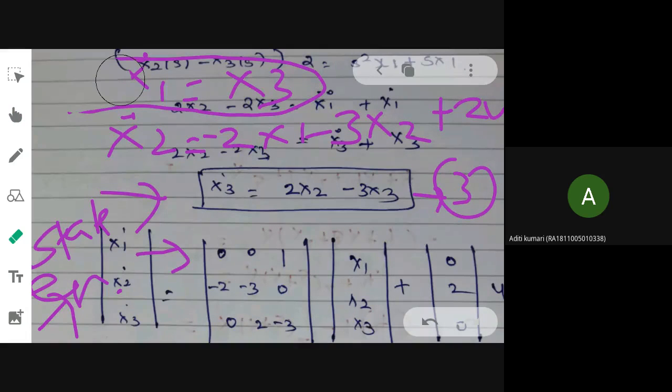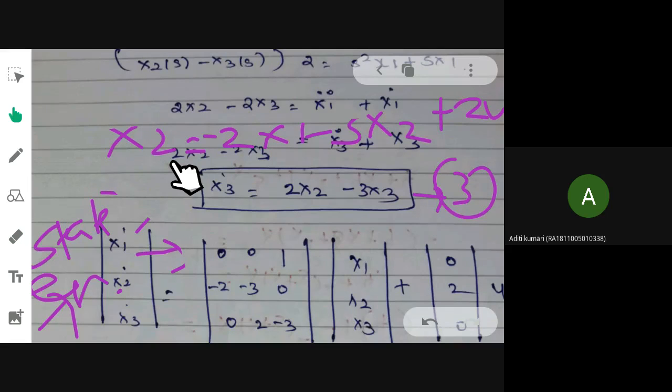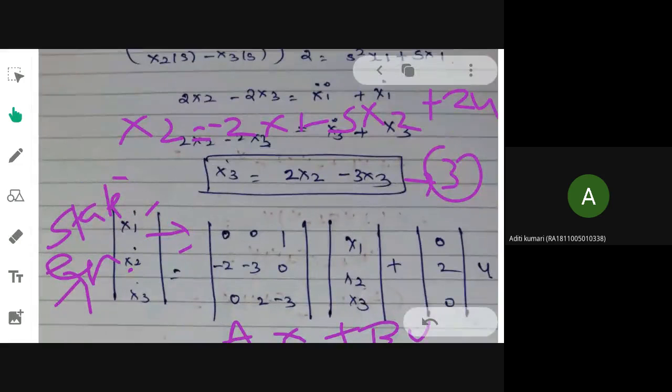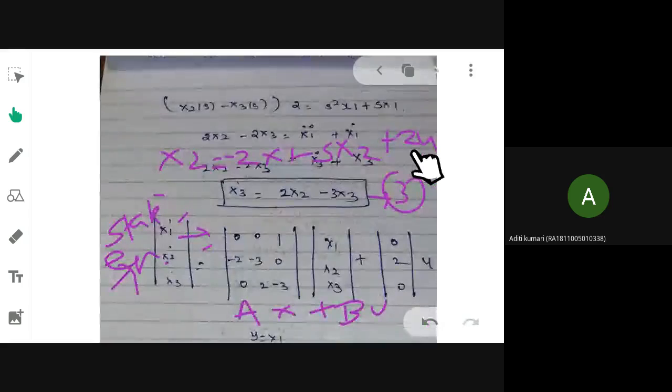Next we will move on to the x2 equation. What is the coefficient of x1? Minus 2. Okay. What is the coefficient of x2? Minus 3. Is there any x3 term here? No, ma'am. What is the coefficient of u? 2. So here you are having 2.